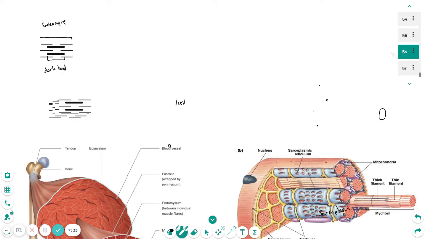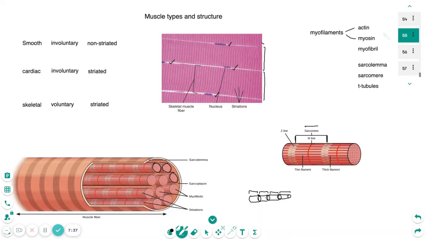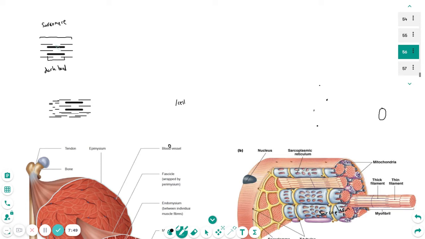So if we go back again, the two proteins that make up a sarcomere are actin and myosin. And actin is the thin filaments, myosin is thick. So now we can label this as well. This here is the thick bit, so that's myosin. And this little thin bit here is actin. All right, so let's start putting them together.